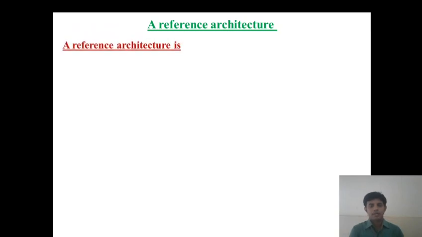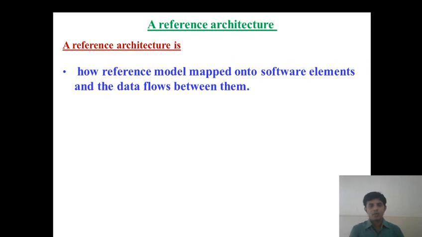The reference architecture is how the reference model is mapped onto software elements and how the data flows between the elements. Simply, the reference model will use the modules and the data flow, whatever you are considering for the project. The reference architecture will use how those elements are converted into software project elements.